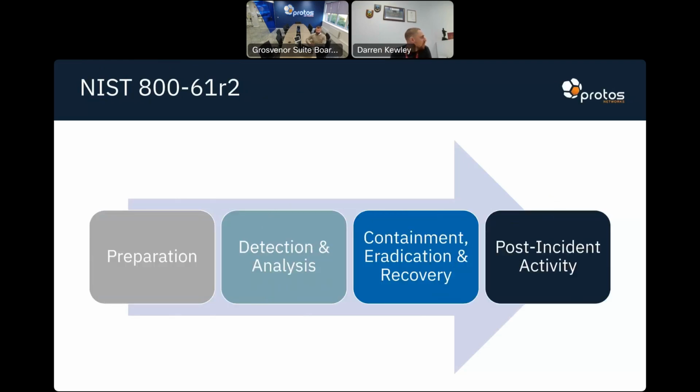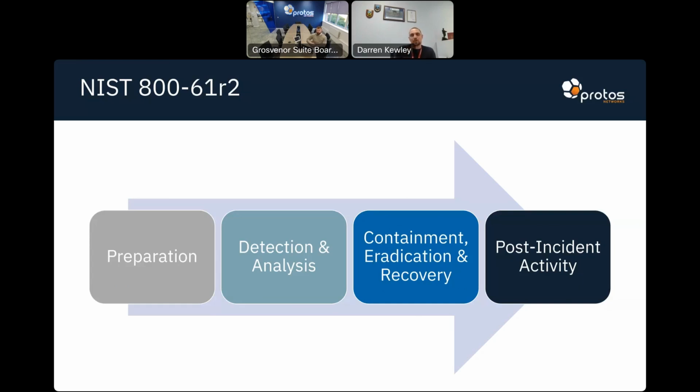And for those of you who might know NIST, the National Institute of Science and Technology. It's an American organization, but they've got a lot of cybersecurity frameworks from defense and things like that. This is the gold standard pretty much in our industry for cyber incident response. And the key one there is preparation.